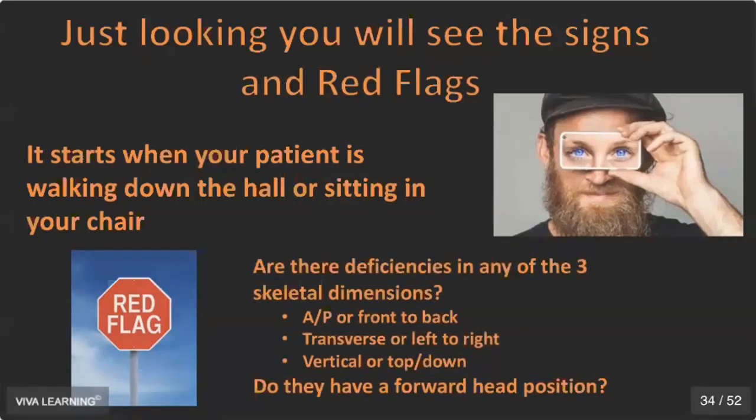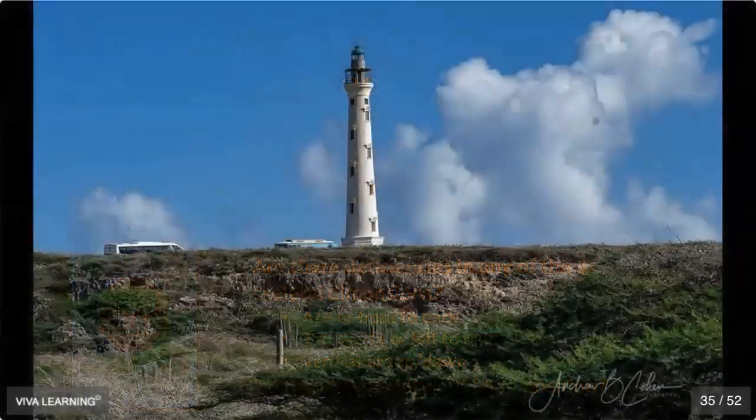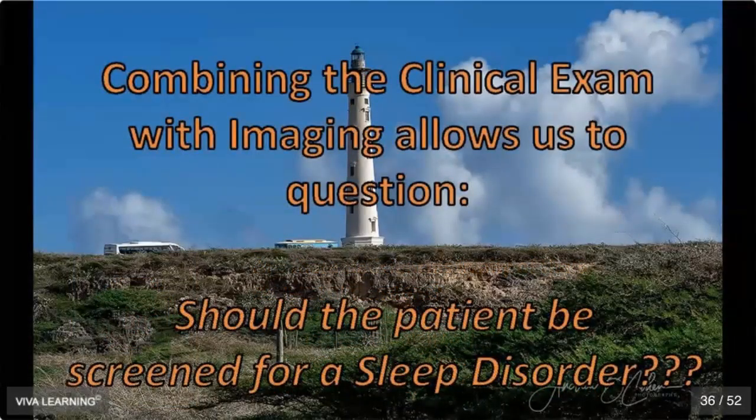And when I look at my patients, I can start to recognize where their potential skeletal deficiencies may be. It's the same three. I'm looking at AP, I'm looking at the transverse, and I'm looking at the vertical dimension. So what does that look like? Well, what I know is that if I can combine my clinical exam with imaging, it makes me question, should that patient be screened for sleep disorder?